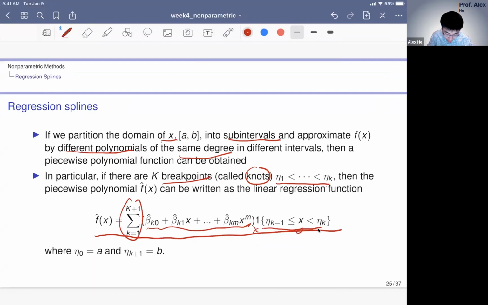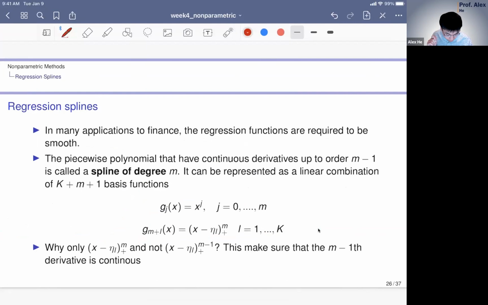So you basically, this is a function of k, okay? So there are like k plus 1 regions. So for every region k, this polynomial function is different, okay? And they are up to the degree of m. And this is just a little bit technical point. It's not really that important.